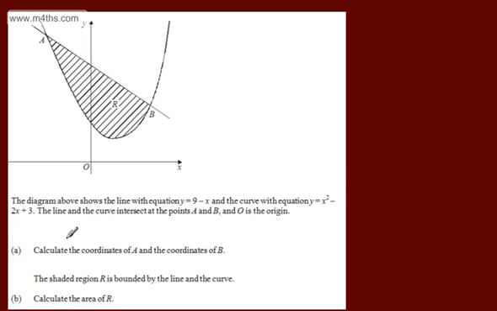The line and the curve intersect at the points A and B, and O is the origin. In part A, we're asked to calculate the coordinates of A and the coordinates of B. We're then told the shaded region R is bounded by the line and the curve. In part B, we need to calculate the area of R.